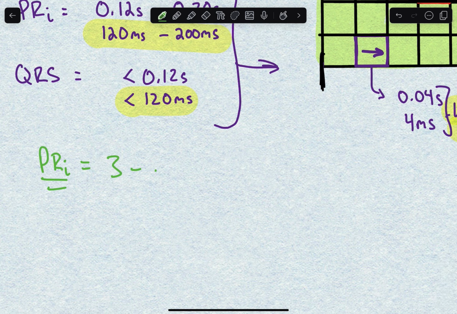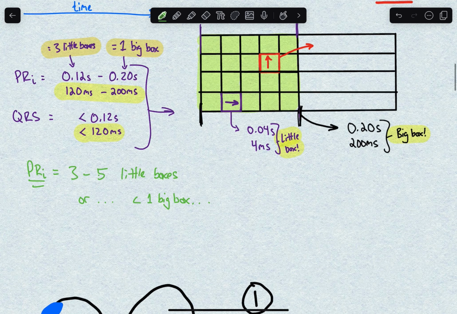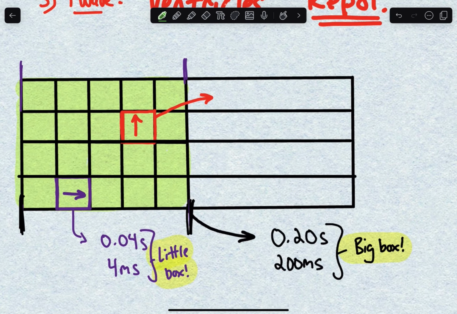Another important numeric on the EKG is on the y-axis. Each little box is equal to 1 millimeter. And this is important in evaluating the size of ST elevation or depression or determining if there is hypertrophy in the myocardium.